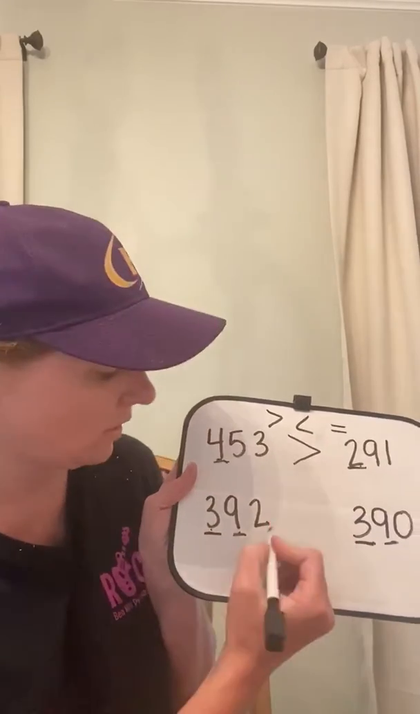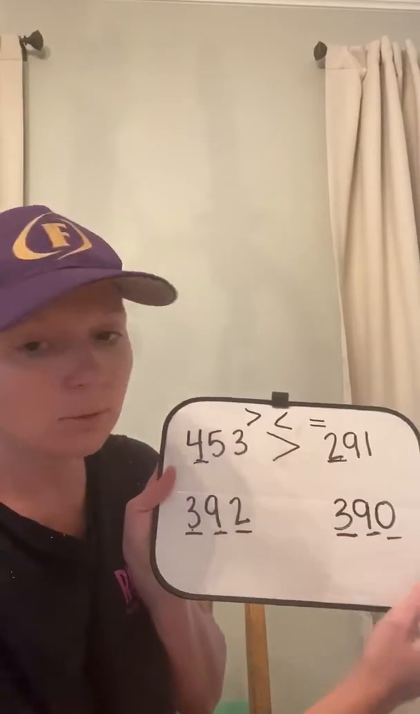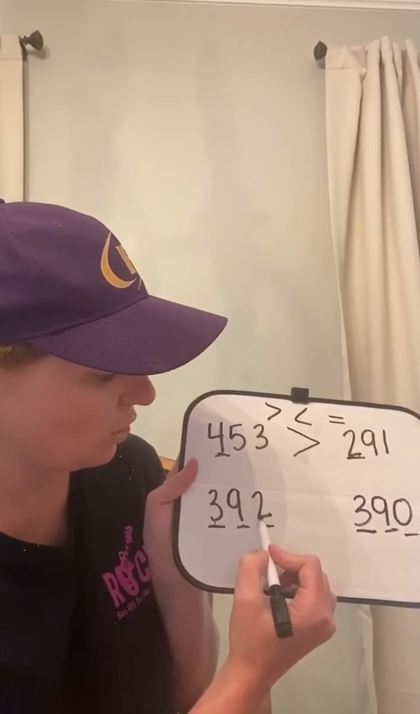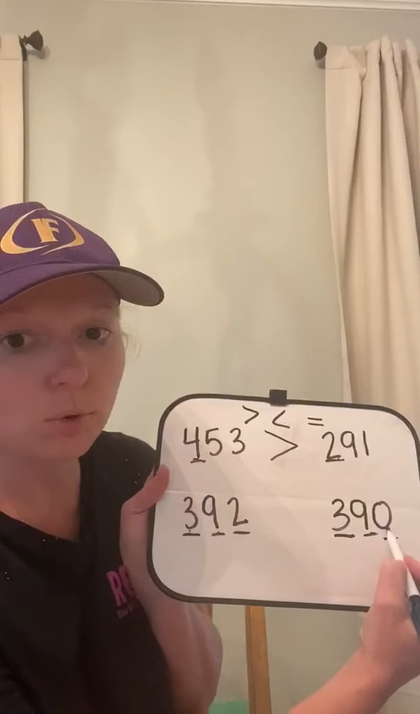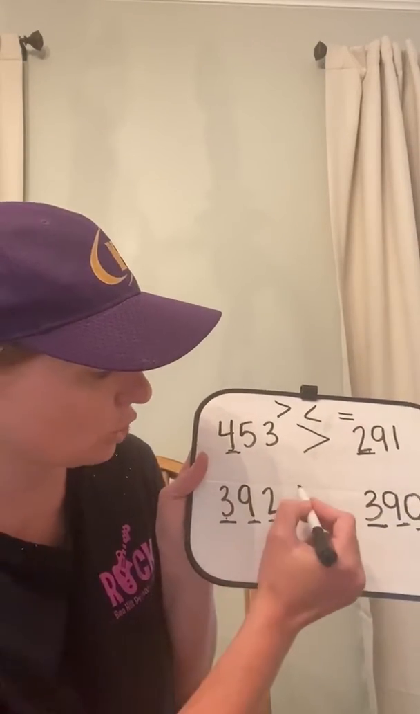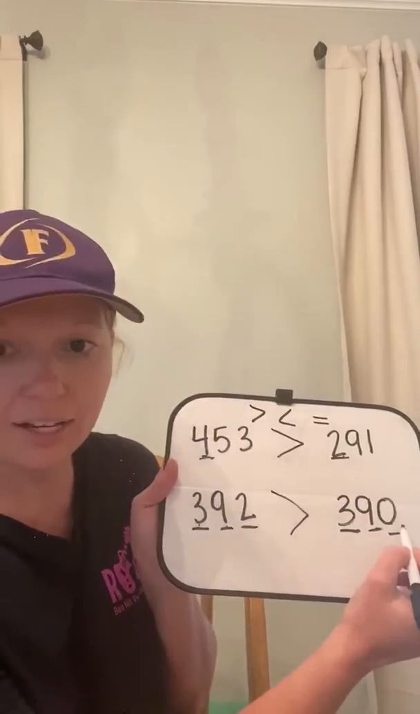So next I move to the last digit. This would be the ones place. So this has 2 ones, and this has 0 ones. So in this one, 392 is greater than 390.